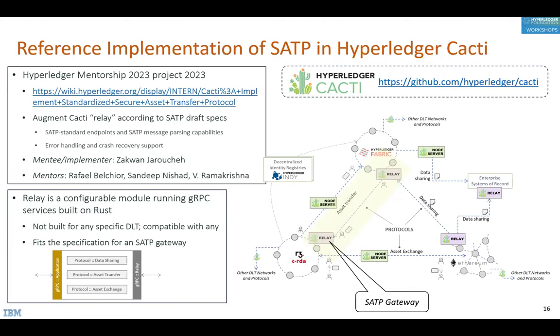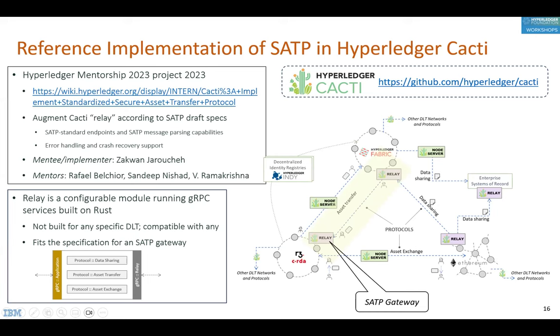So, implementation of SATP in Hyperledger Cacti. Going back to this diagram I showed earlier about the network of networks vision that we are enabling with Cacti, we are trying to solve the asset transfer problem using relay modules between two different networks. Now this shows Corda, but that's just an example. What I'm going to be demonstrating right now is between two Fabric networks.